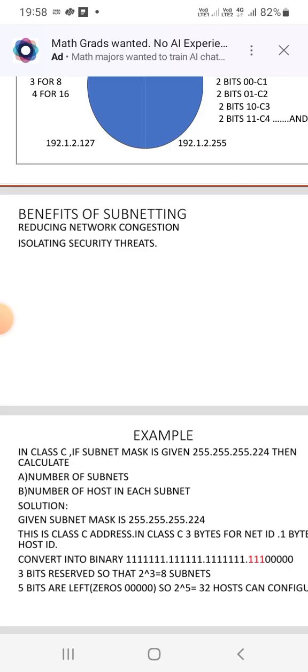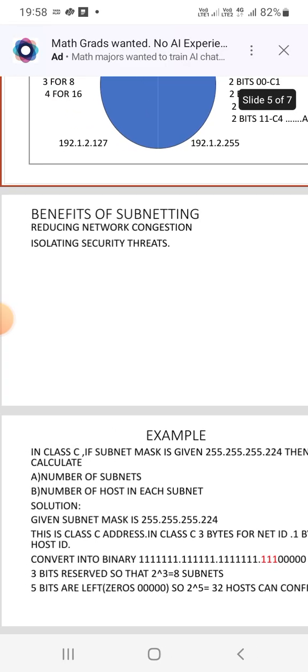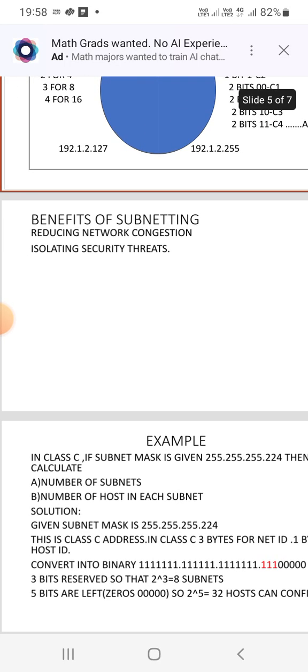In class C, if the subnet mask is given as 255.255.255.224, then calculate the number of subnets and the number of hosts in each subnet. Solution: the given subnet mask is 255.255.255.224. This is a class C address. In class C, 3 bytes are for net ID and 1 byte is for host ID.